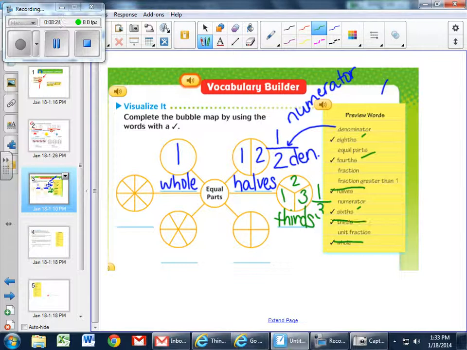Okay, cross that one off for me. I'm not going to scribble over it because I'm probably going to have to use them again, so I'm just going to cross it off nicely. Continuing around our circle: 1, 2, 3, 4. My denominator is going to be 4, and we're talking about 1 out of 4 of those pieces. Looking at our preview words, following what we just did with thirds, the one that makes sense is fourths. This pie is showing me fourths.